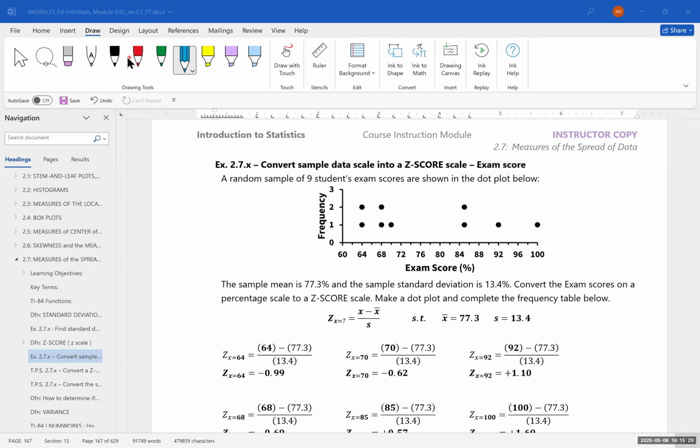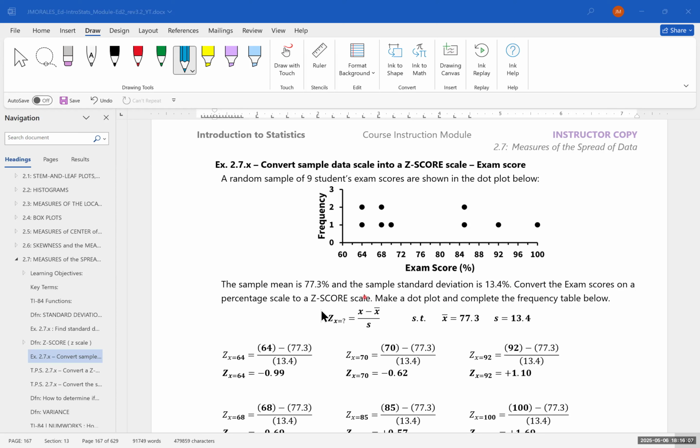All right. This example, again, is converting sample data in the data scale into a z-score scale. This is relating to exam scores. So you could think of percentages as a unit of measure. The sample mean is 77.3%, and the sample standard deviation is 13.4%. Convert the exam scores on a percentage scale to a z-score scale. Make a dot plot and complete the frequency table below.